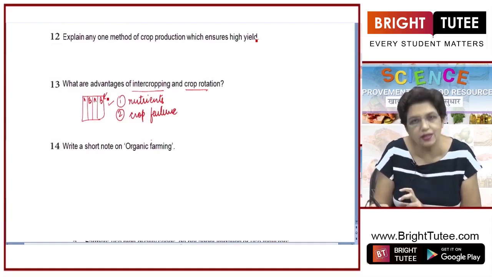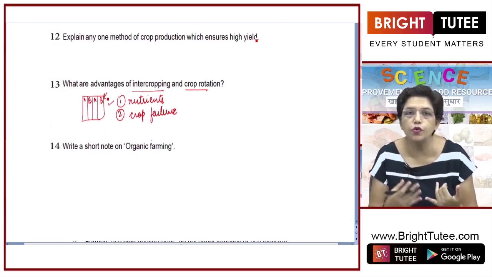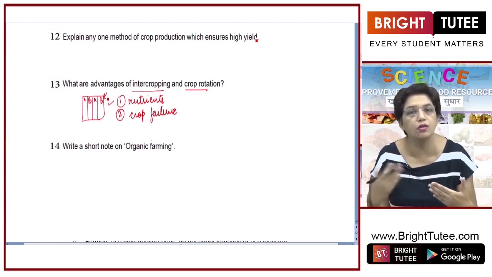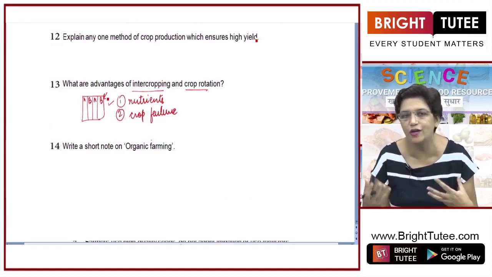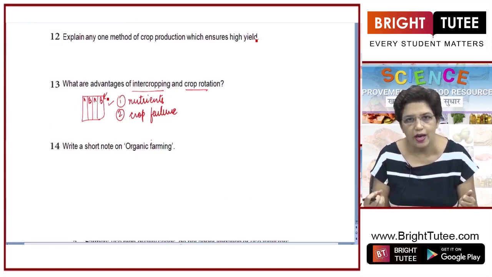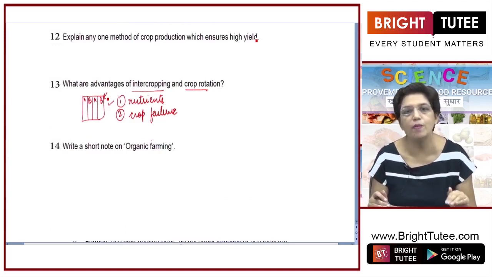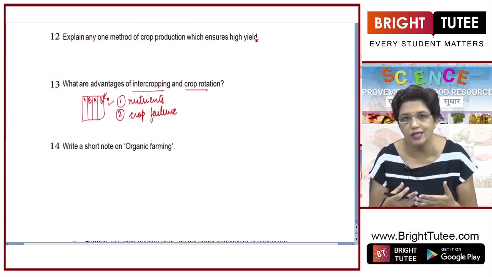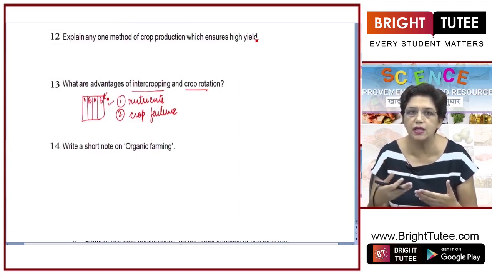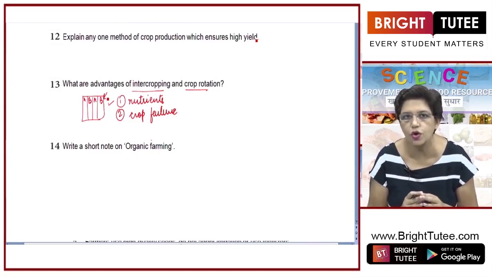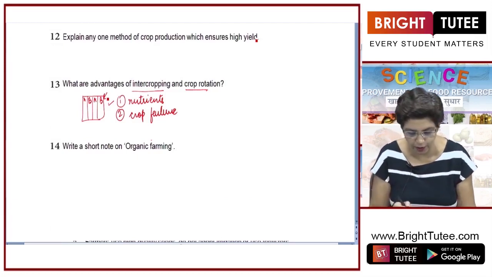On the other hand, crop rotation improves the yield in a given year. The farmer gets 2 or 3 crops in a given year. And if leguminous crops are grown, it reduces the requirement of fertilizers, because these leguminous crops increase the amount of nitrogen in the soil. So these are a few advantages of intercropping and crop rotation.